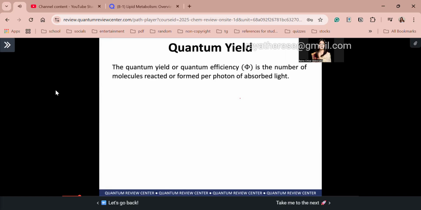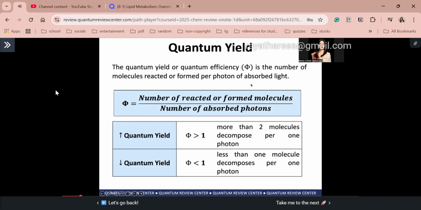Now, in photochemistry, we can calculate the quantum yield. The quantum yield or quantum efficiency is the number of molecules that react or are formed for each photon of light absorbed. In other words, it shows us how efficiently absorbed light causes a chemical reaction. The quantum yield is equal to the number of reacted or formed molecules divided by the number of absorbed photons.